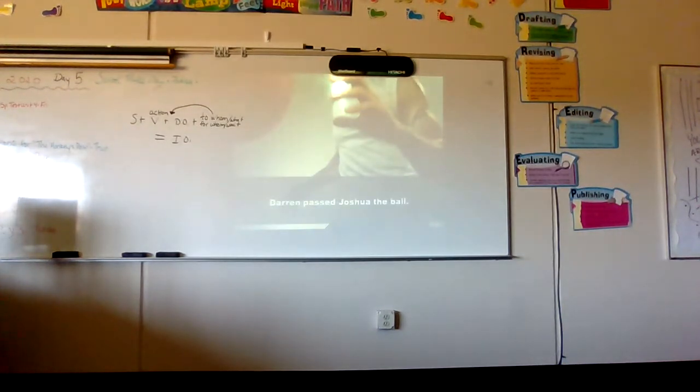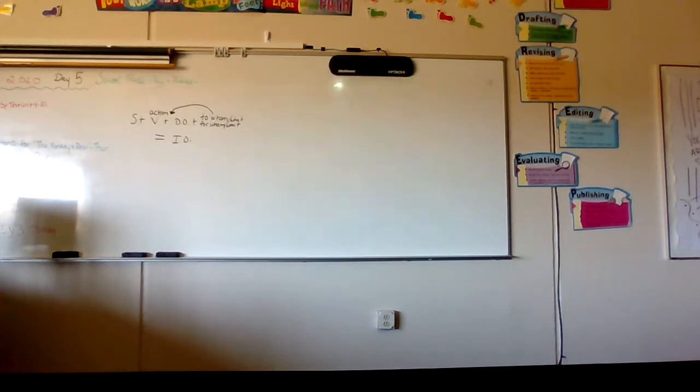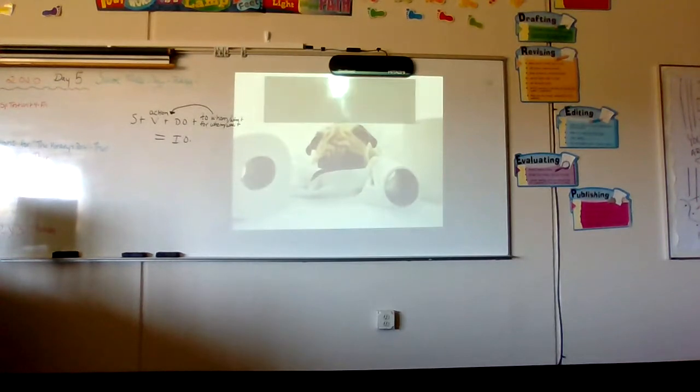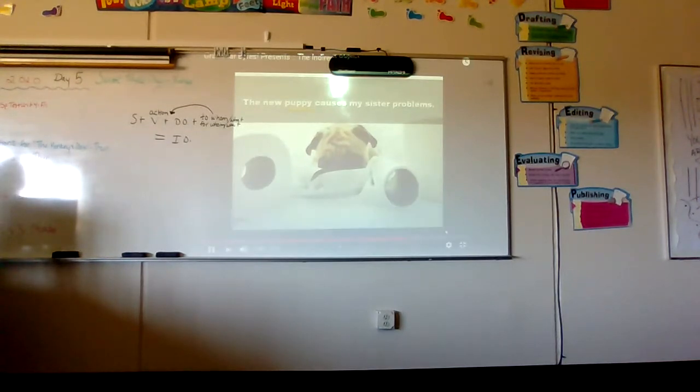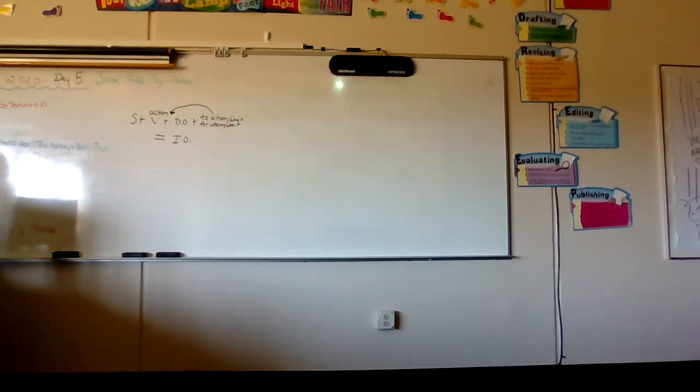Aaron passes Joshua the ball. Aaron's the subject. What did he do? He passed the ball to who? He passed the ball to Joshua. Who gets the ball? Joshua. Joshua is the indirect object. The new puppy causes my sister problems. What does the puppy cause? Problems. Who receives the problems? My sister. Sister is the indirect object.